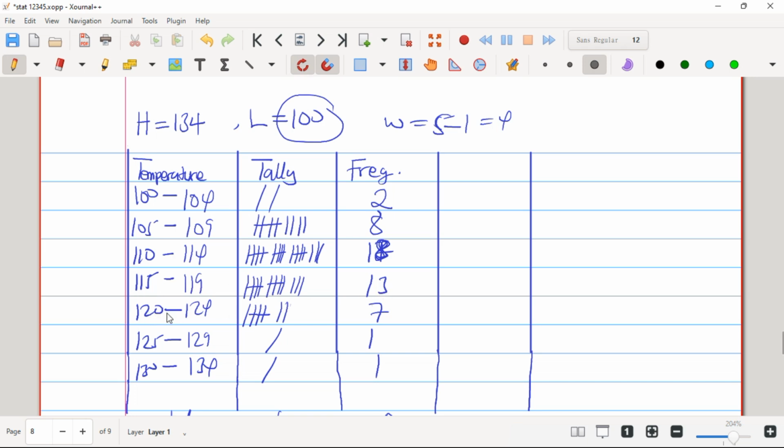And then 120 to 124, you are going to get 7. For this one, you are going to get 1, and for this one, you are going to get 1. So this is how you are going to construct the grouped frequency distribution when raw data is given to you. I hope you have really understood what we are discussing here, right?